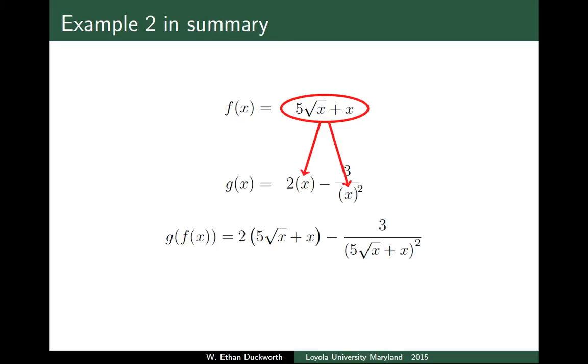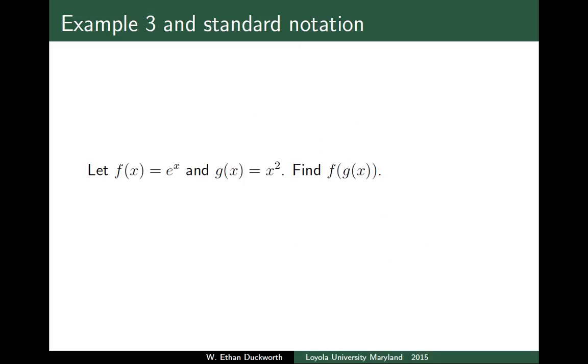Okay, I want to look at one more example, but for a little different reason this time. The way the book writes problems like this, and the way most books write it, doesn't use red circles and red arrows. They write it as an equation. And I want to show you how that looks so that you don't get confused if you're looking at a book or a solution somewhere else. So here's another pair of functions, e to the x and x squared. And we're going to find f of g of x.